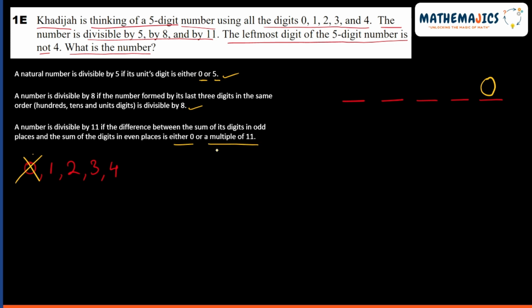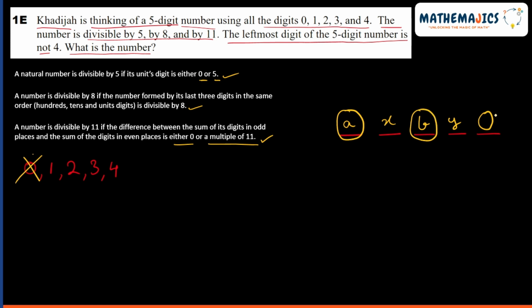So to solve this question, first I'll be using the divisibility rule of 11. Let's see how. To use the divisibility rule of 11, I am naming these digits A, B, X and Y. Now according to the divisibility rule of 11, the digits at odd places, that is A, B and 0. The sum of these digits, what will it be? It will be A plus B, because A plus B plus 0 is nothing but A plus B only.